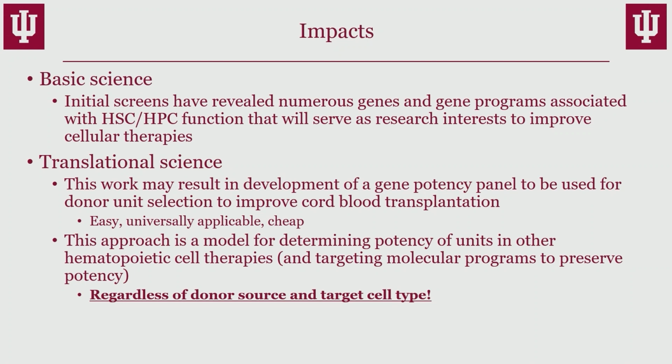So can we use this information to develop a gene potency panel? By just extracting RNA from cord blood units, can we actually say whether these cord blood units are going to be more potent or not? And then hopefully, like I mentioned earlier, we can use this as a platform for determining potency of other units and other hematopoietic cell therapies. And we think that this is applicable regardless of donor source and target cell type.